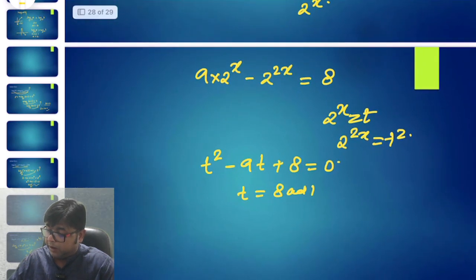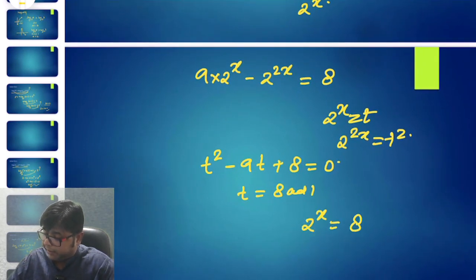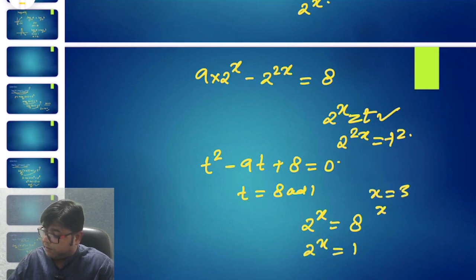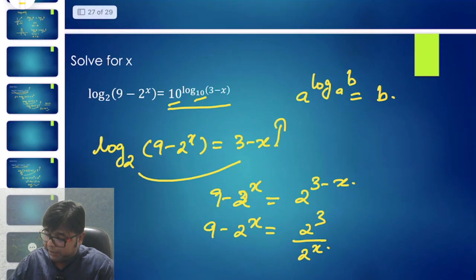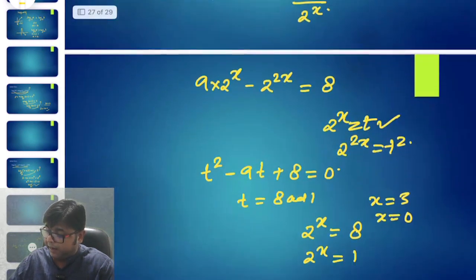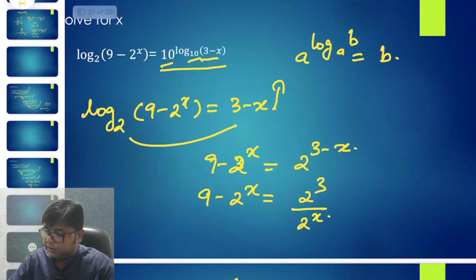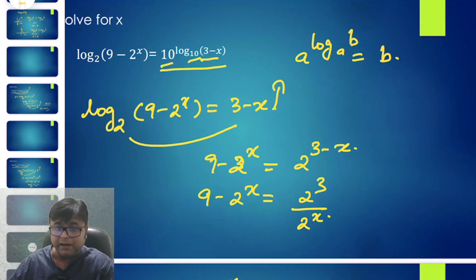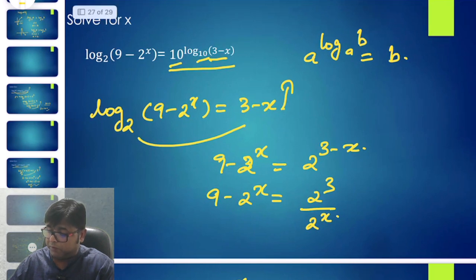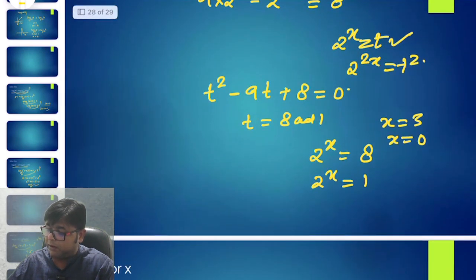Now, but I have to find the value of x. So 2 to the power x is 8, since t is 2 to the power x, and 2 to the power x is 1. So x will be 3 or x will be 0. So these are the two values which I have got. But let's understand, can I take 3? No, because 3 minus 3 will be 0. So this is something which I cannot take. So only possible answer will be 0.